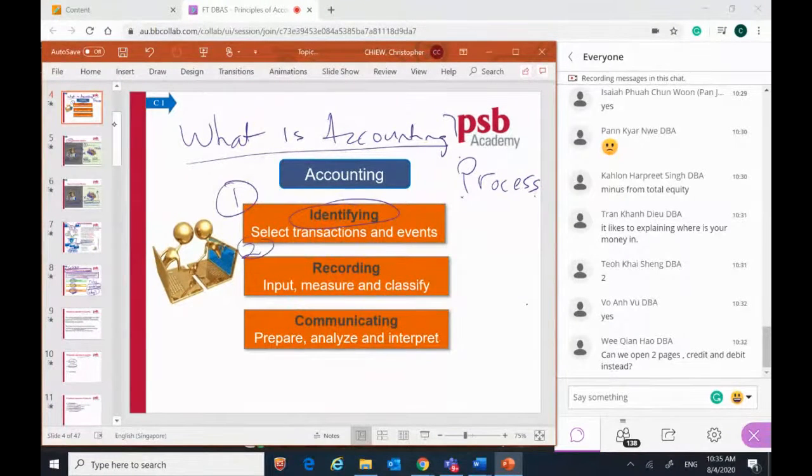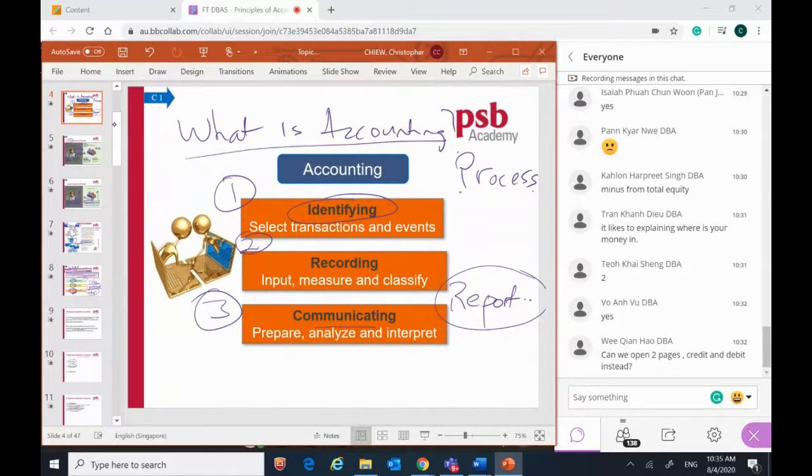Number 2, we must be able to record all this down. And how do we record? We'll record using the system of debits and credits. This one we'll learn in lesson number 2. Next lesson. And number 3, after you have recorded all the information, you must be able to communicate this information to the users. You must be able to prepare the report. Now this report we will learn in topic 3 and 4. This recording we will learn in topic 2.